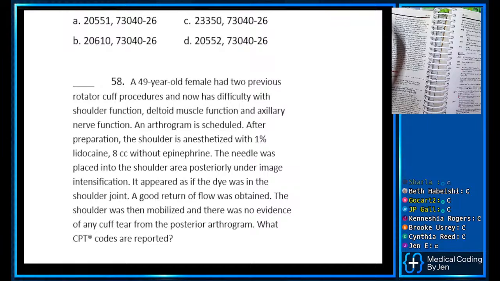What do you guys think is the answer? Everybody putting C down? I'm going to go D.